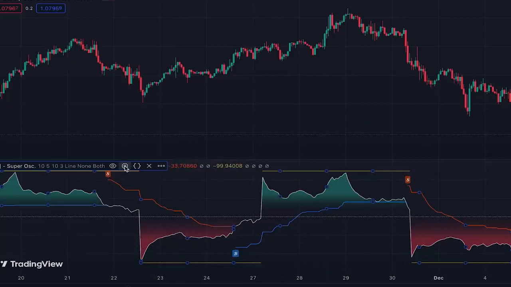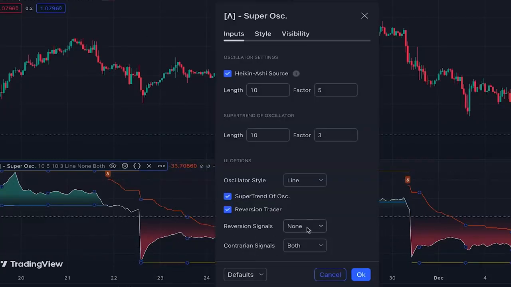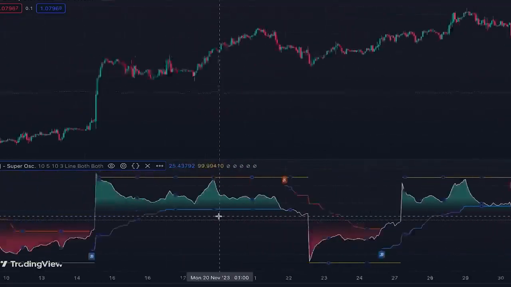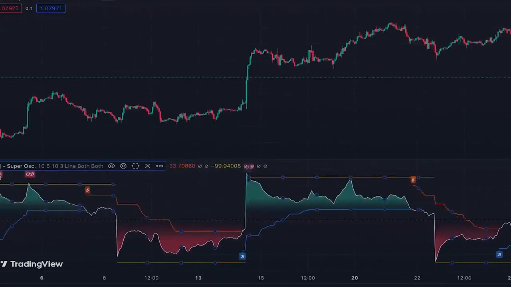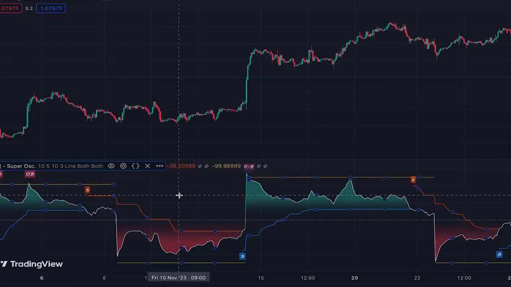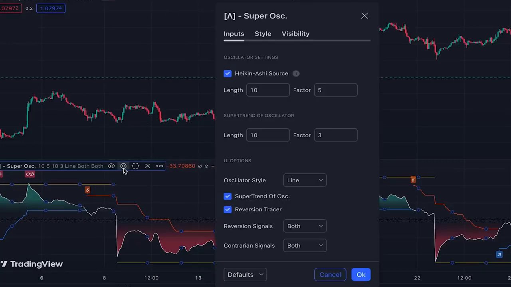Here in the settings of the indicator, for reversion signals, if you turn on both of overbought and oversold, the indicator will show overbought and oversold signals when the oscillator goes beyond these levels. I didn't find them very useful. Actually, we have better indicators for this purpose like RSI. So again, we go to the settings of the indicator and we turn off the reversion signals.